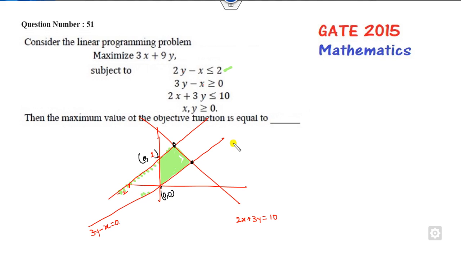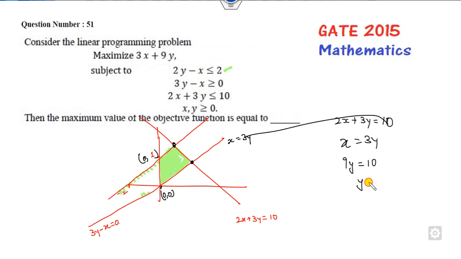You need this point. This line is x equal to 3y. This line is 2x plus 3y equal to 10. And this line is x equal to 3y. So if you substitute here, 6y plus 9y is 10, so y is equal to 10 over 9. So x is 30 over 9. So this point is 30 over 9 and 10 over 9.